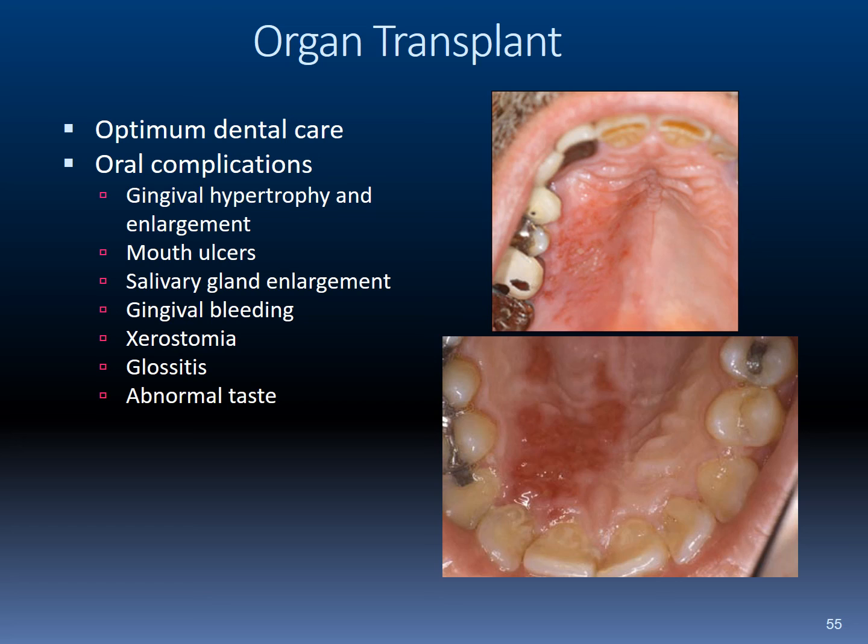One of the most important things for patients to understand is that they need and require optimum dental care. Oral complications such as gingival hypertrophy and enlargement do occur, as well as mouth ulcers, salivary gland enlargement, gingival bleeding, xerostomia, glossitis, and abnormal taste. Take a look at these pictures, and these are actual images of the medications that promote oral manifestations.